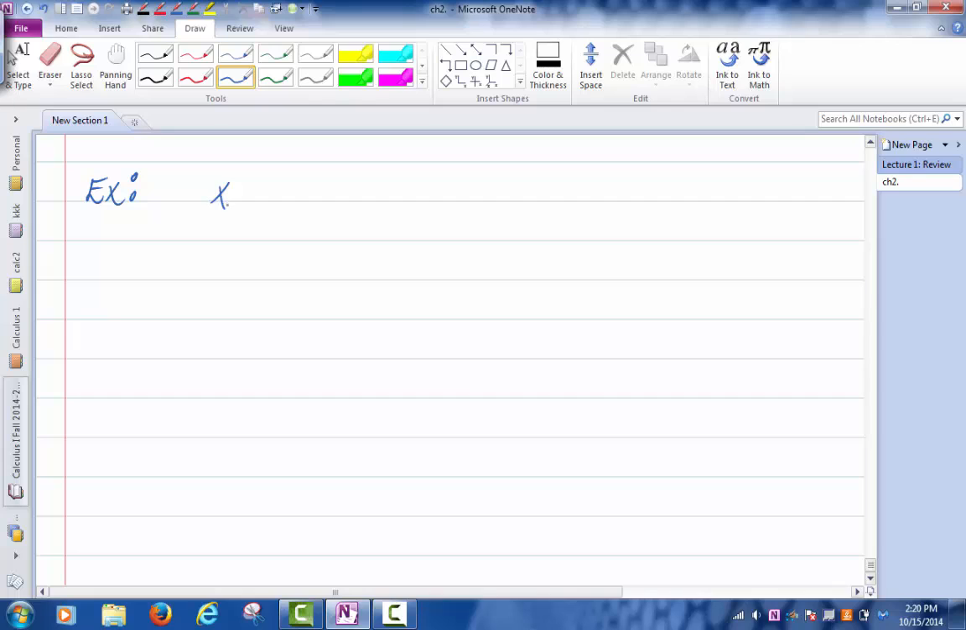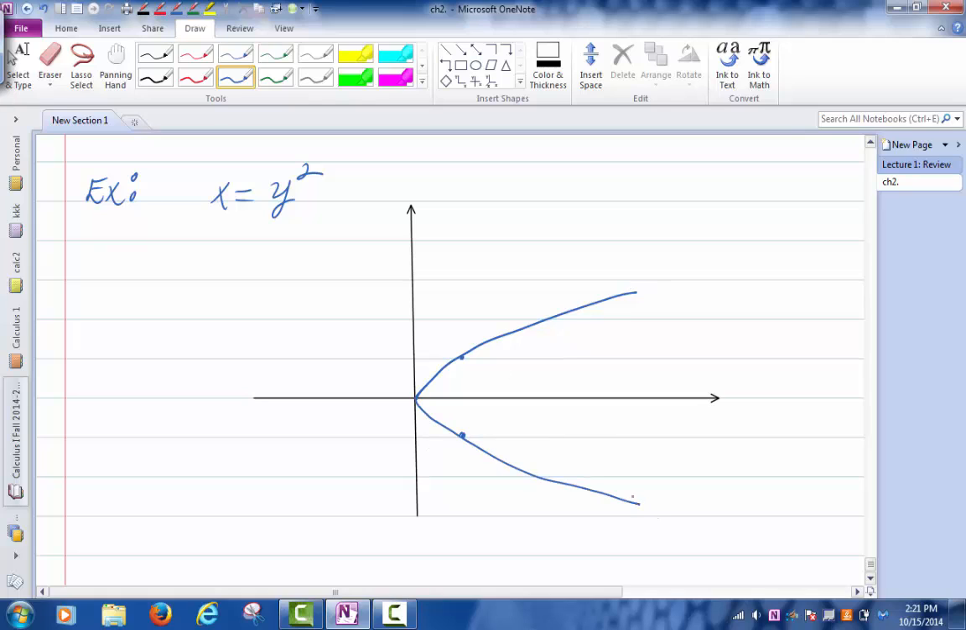Let's look at the equation x equals y squared. And what's the graph of that? The graph of that equation, anybody knows? Yeah, it's a parabola that opens to the right, like this. So that's the parabola.